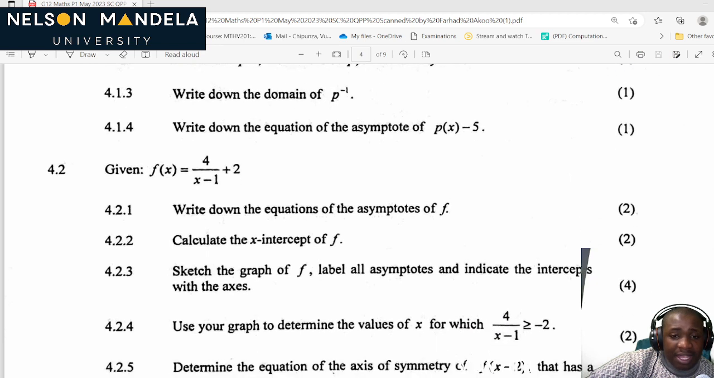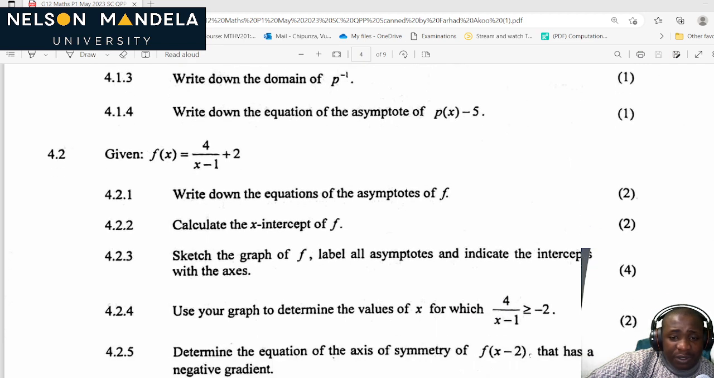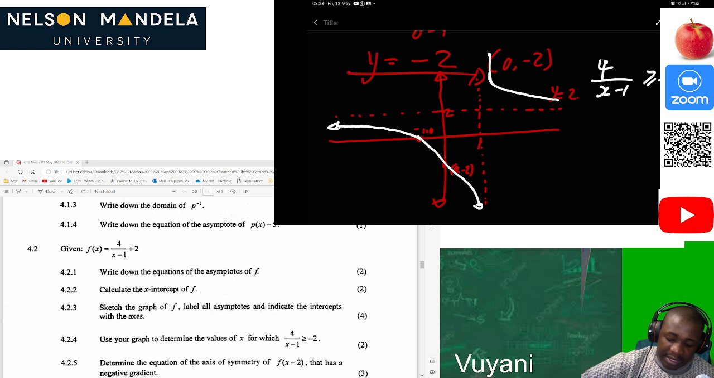Now they are saying use the graph to determine the values of x for which 4 over x minus 1 is greater than negative 2. Guys, do you see they're trying to confuse us? Because they are just saying that 4 over x minus 1 should be greater or equal to negative 2. So in other words, look at it in this perspective: they are saying that where 4 over x minus 1 plus 2 is greater or equal to 0.